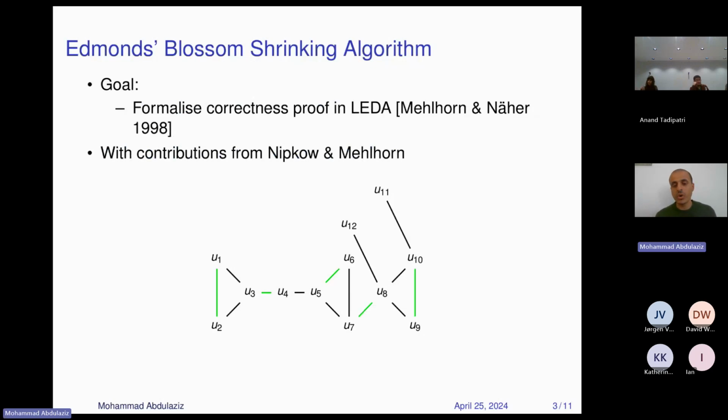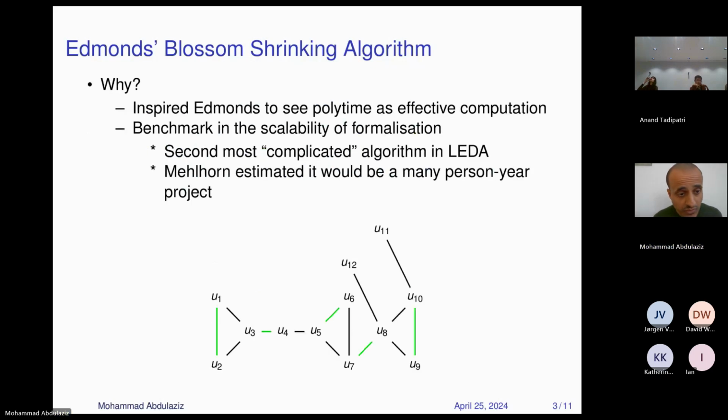And Kurt Mehlhorn and Stefan Näher have both contributed to this work in some way or another. So why are we focusing on an algorithm to compute maximum cardinality matching in undirected graphs? Firstly, the algorithm we have considered is Edmonds' blossom shrinking algorithm, and that algorithm is very important in the theory of computing because the discovery of this algorithm in the 1960s is what inspired computer scientists, and in particular Jack Edmonds, but computer scientists in general, to associate polynomial running time with efficient or effective computation.